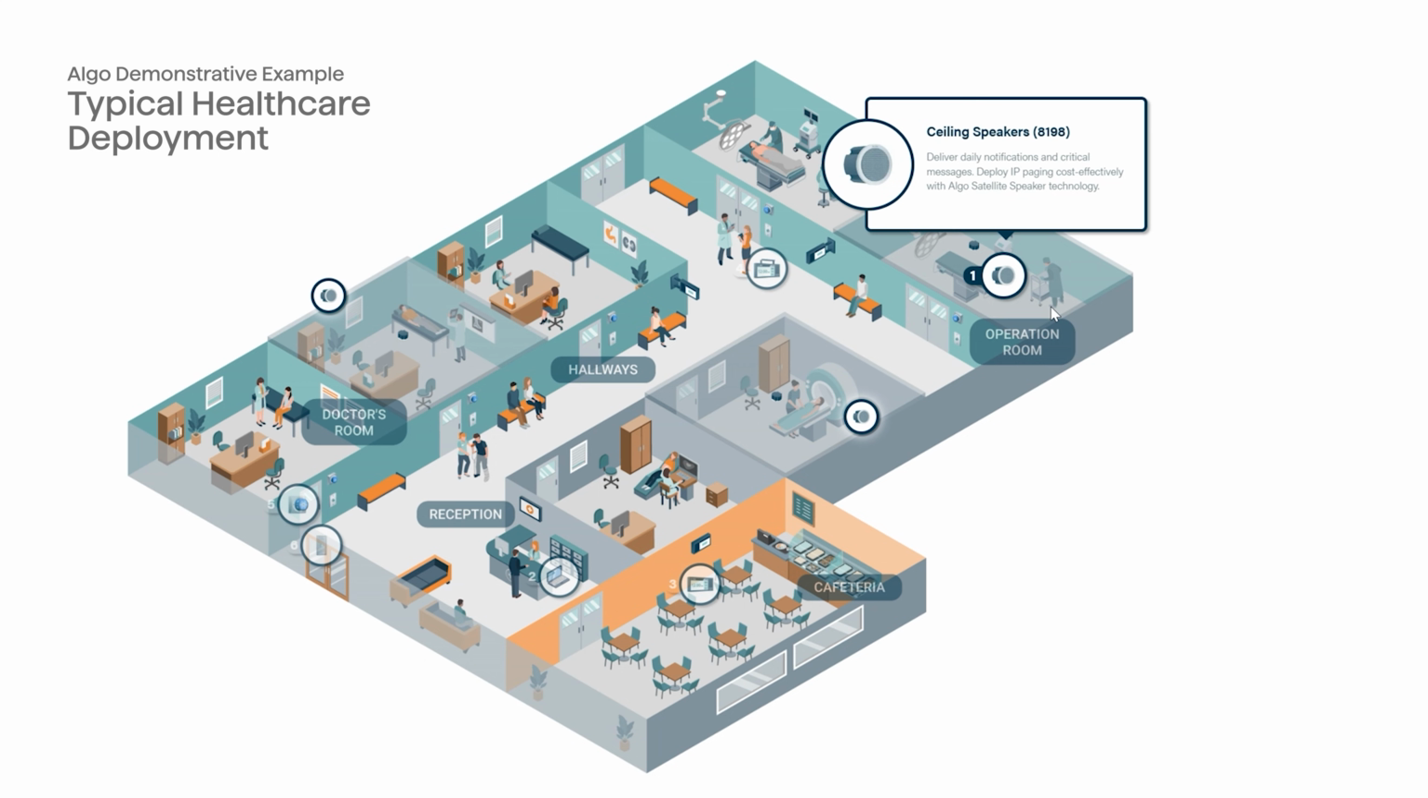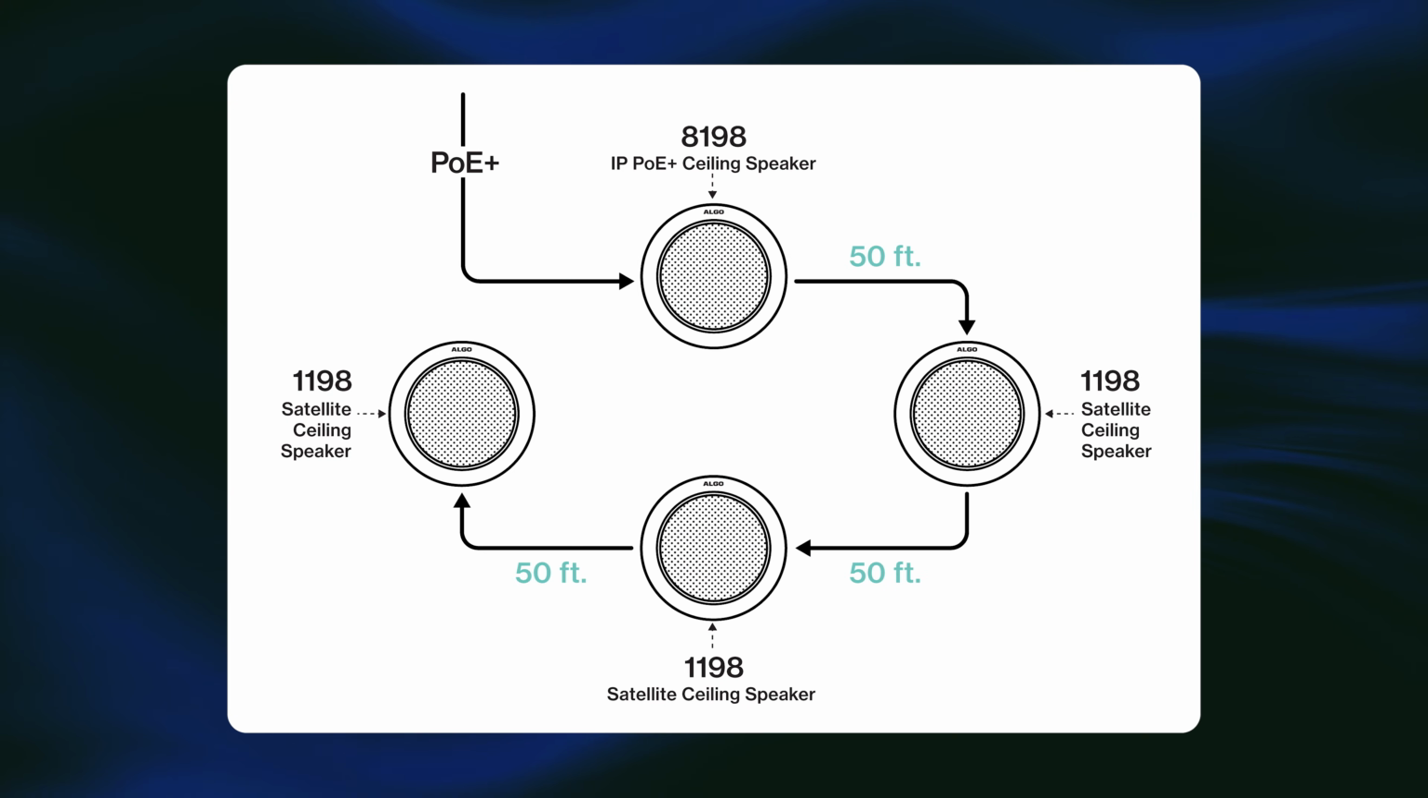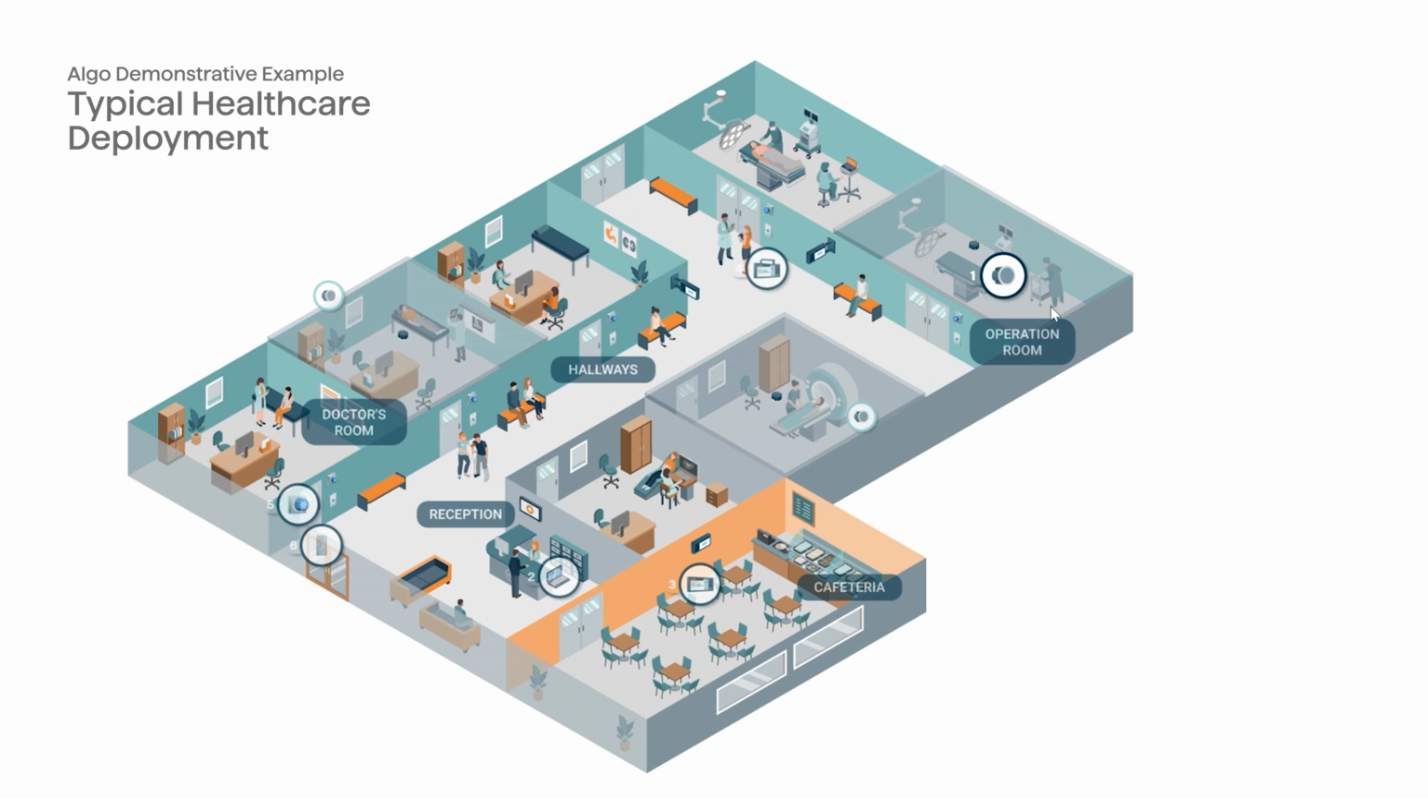So in this example, there are ceiling speakers deployed. There could be a wall-mounted speaker deployed instead if preferable. Also worth noting, the satellite speaker technology offered by Algo could be extremely helpful in reducing overall deployment costs by reducing the number of network drops. We do not have one in this particular example. It would be very suitable for common areas such as a hallway or larger rooms.